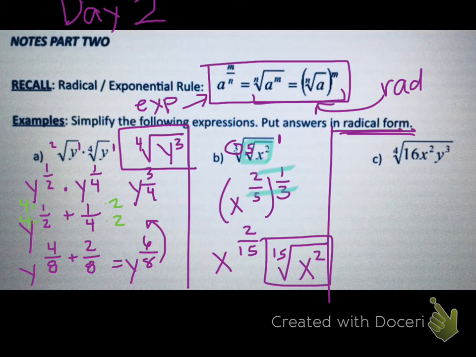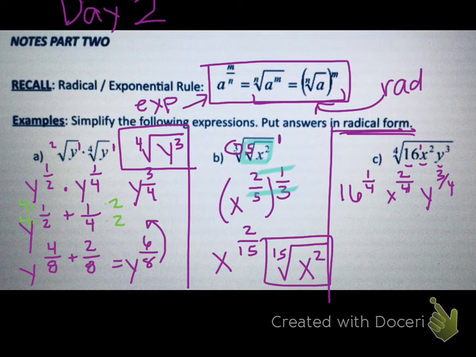For letter C, again, I'm going to go through and fill in any numbers that are missing. So this 1 goes with the 16. I'll fill that in. And I have 3 different bases, and all 3 of these are underneath the 4th root. So I'm going to start by writing them in exponential form. So it will begin with 16 to the 1/4 power, x to the 2/4 power, and y to the 3/4 power.